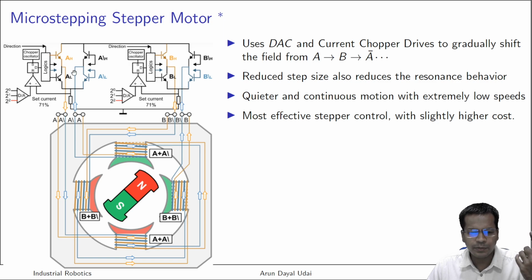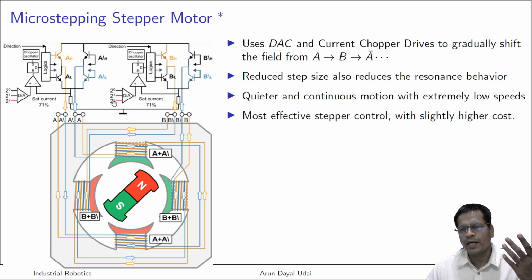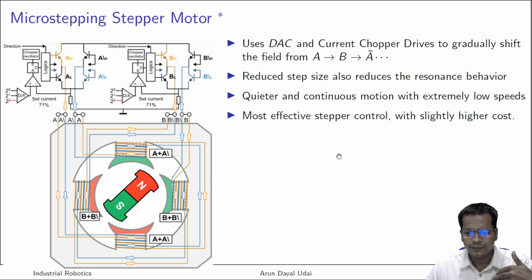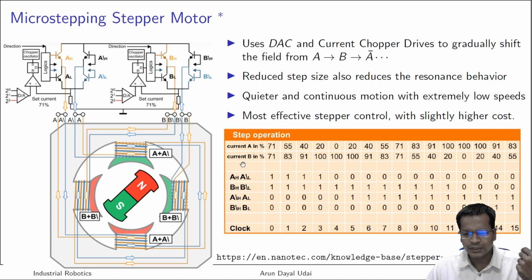Higher is the cost. Why? Because you have complex circuitry, which is a digital to analog converter. If you want to buy such a micro stepping controller, you should ask how many bits it has. If it is 2-bit, 3-bit, 4-bit, that will govern the digital to analog converter step size. So the higher the digital to analog converter bits, the more intermediate steps you can get. Got it? So this type of step operation can happen.